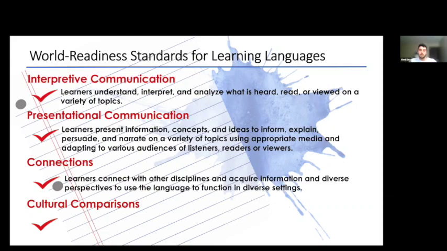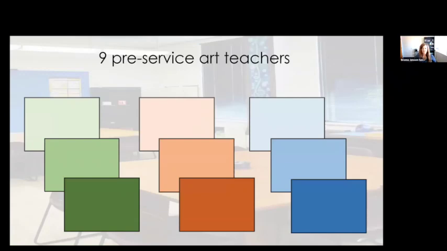So the way we're going to present the findings today is in three multimodal methods. We are going to show you a quote that came from one of the pre-service art teachers, either in the workshop or the interview. We're going to connect that with the artifact that the individual made in the representation of the self-portrait. We are going to connect that to the visual art standards as well as the world language readiness standards. And then finally, we're going to show how that concept is reflected in professional practice.